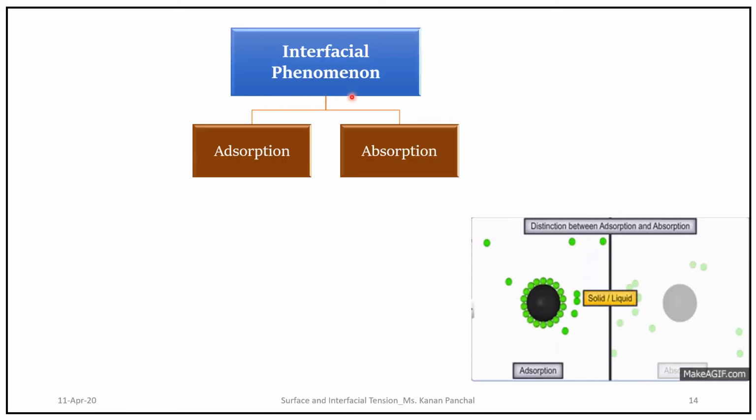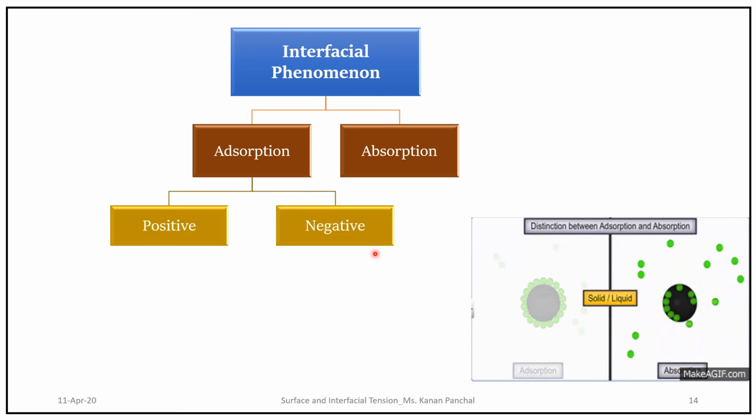Now there are two types of interfacial phenomena, adsorption and absorption. In absorption, you can see that the molecules are going all the way inside of the central molecule. That is due to the presence of pores on this central molecule. Example, absorption of water by the sponge. And in adsorption, they are just settling on the surface of the central molecule. Now, these green molecules are called adsorbates, and the central black molecule on which they are settling is called the adsorbent. Adsorption is further divided into two, positive and negative.